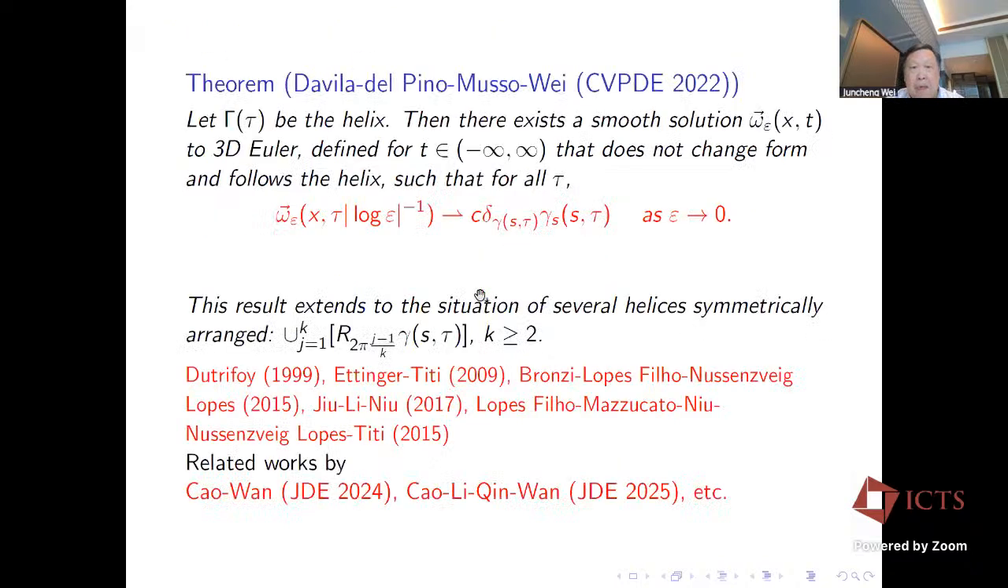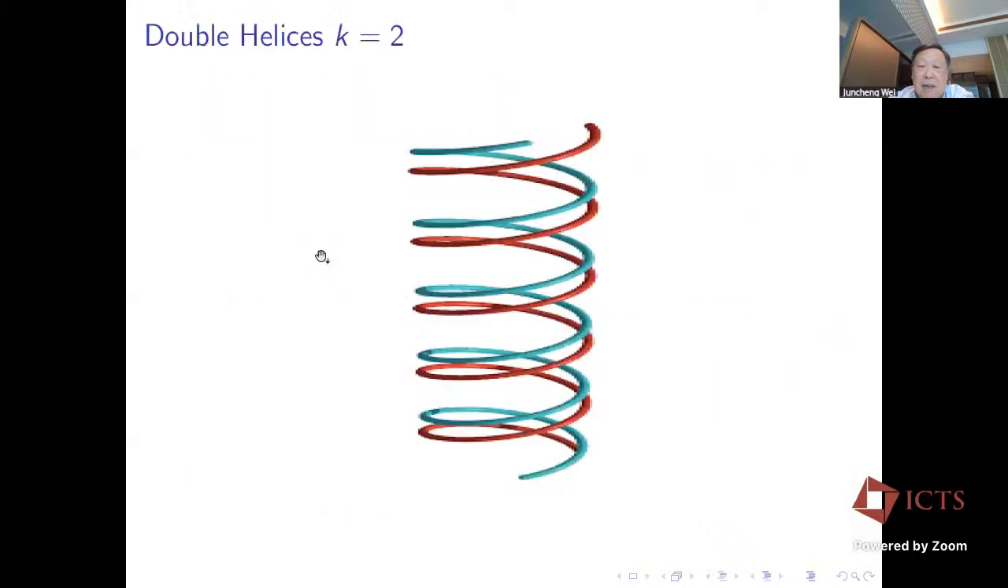Okay, and for helix we can prove this binomial flow conjecture for the finite complex, because we can construct a global solution to 3D Euler, and the concentration follows the helix, and you can also do multiple helix. And this idea here is very simple. So you can also do double helix.